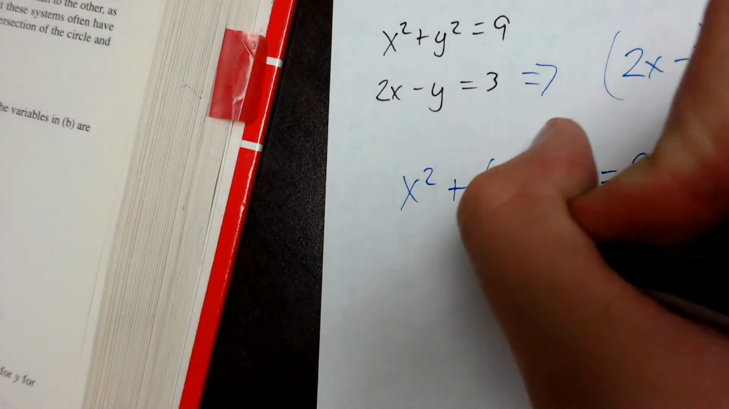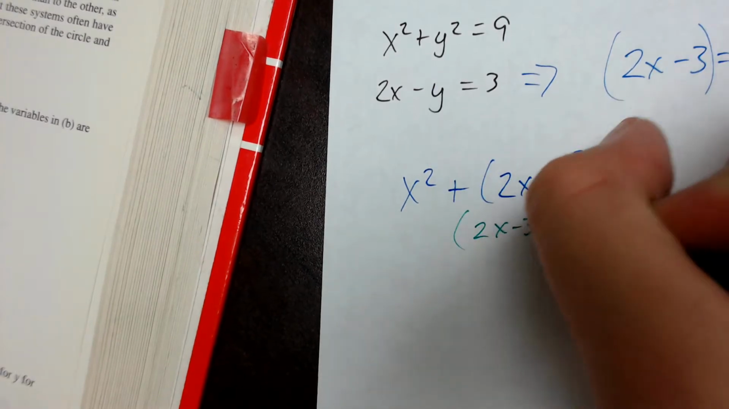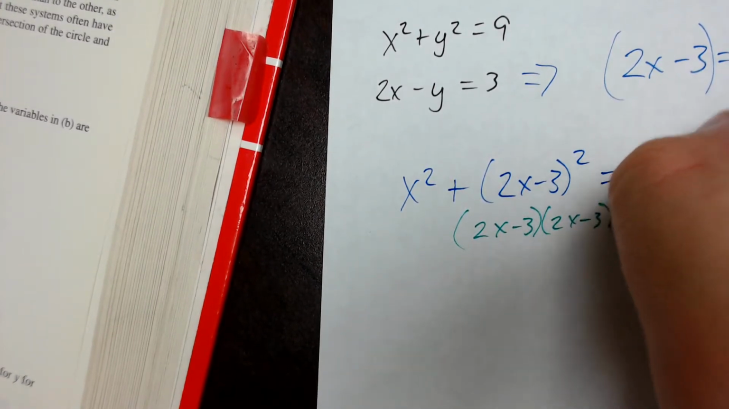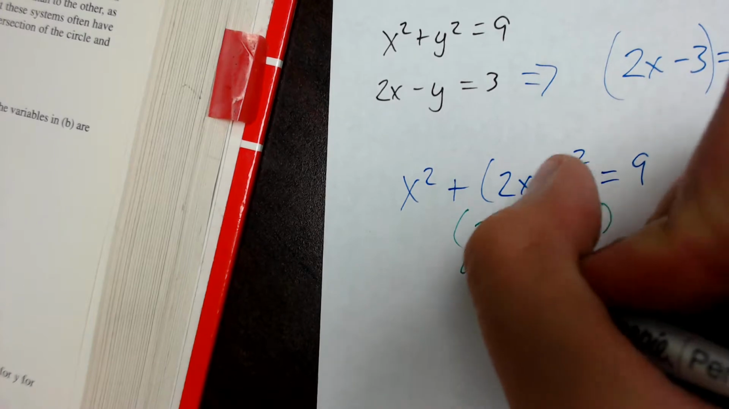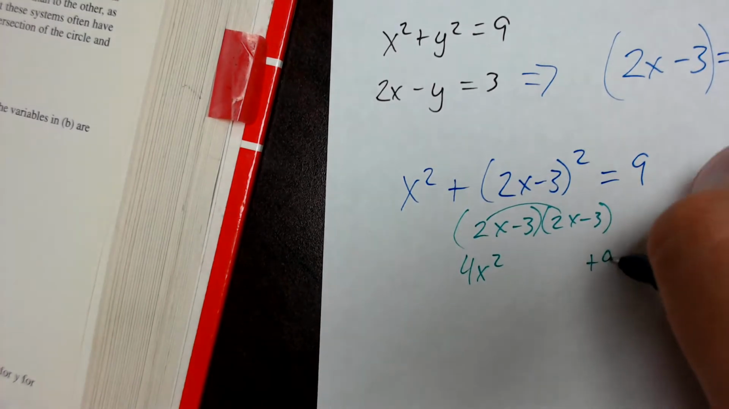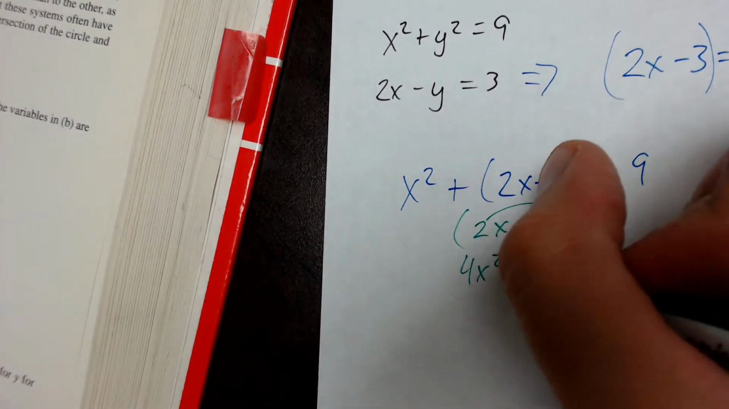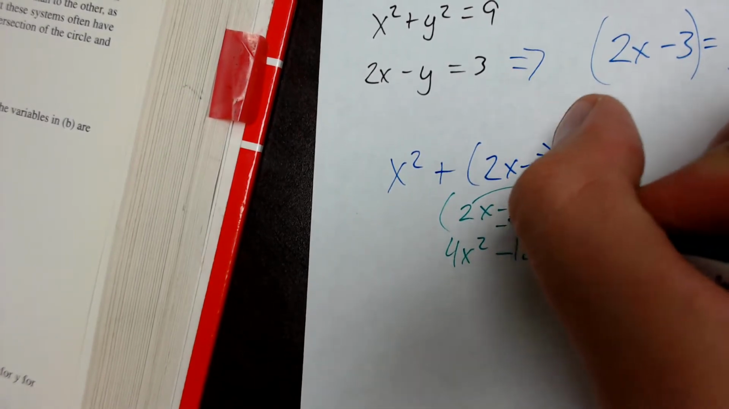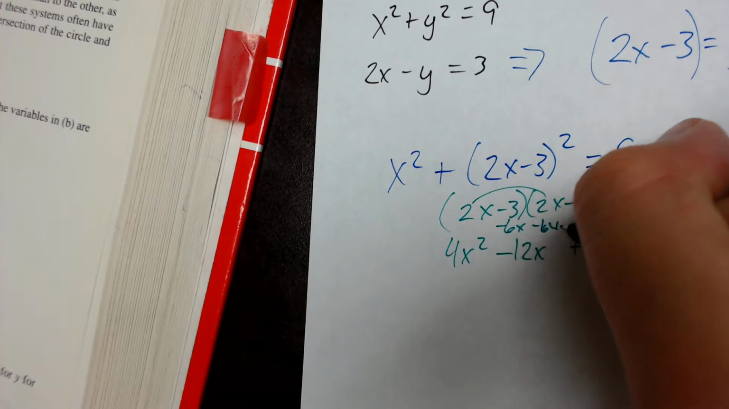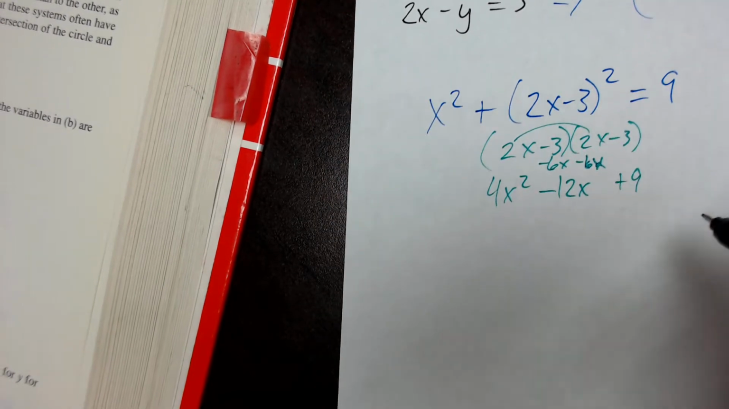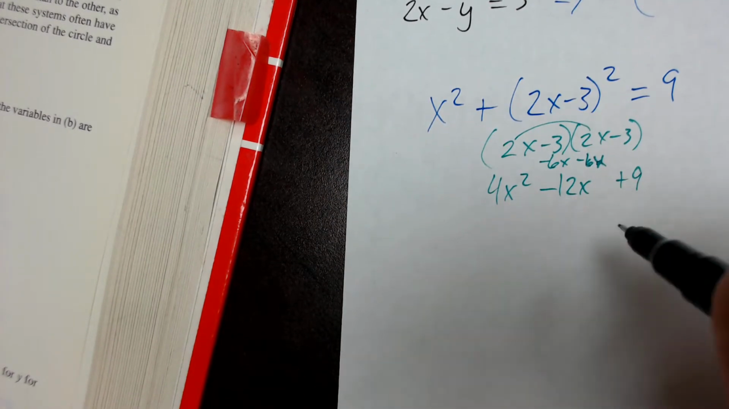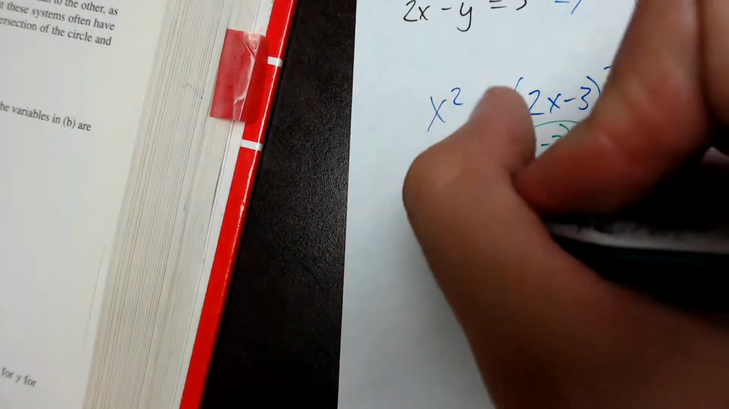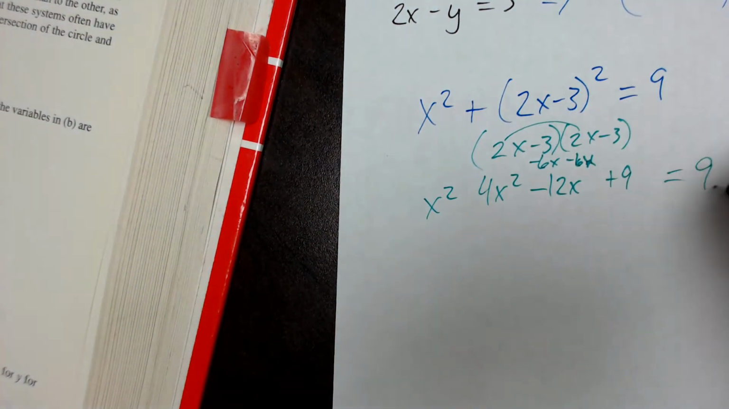So if I were to do 2x minus 3 times 2x minus 3, what I get is 4x squared. I'm going to have a plus 9, and then I'm going to have minus 6 minus 12x. All right, so I did that pretty quick. The middle terms would have been negative 6x, negative 6x. So the final quadratic would have been this. I have an x squared in front, and then I have 9 at the end.